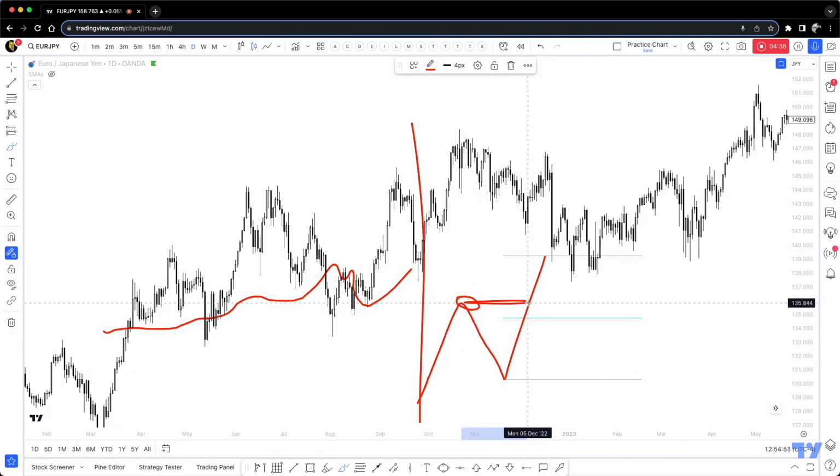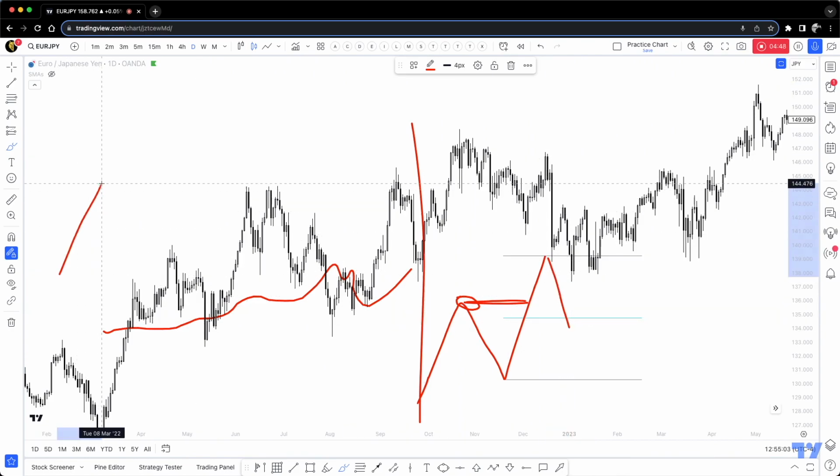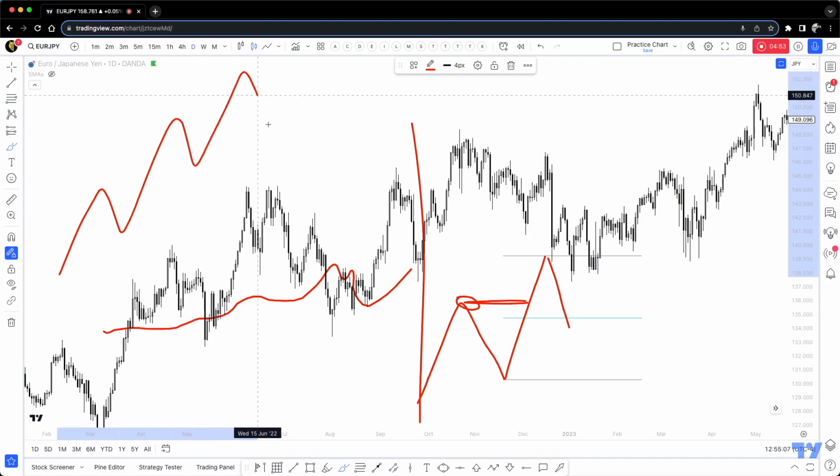Did the price close above? Yes. Price pushed up even a little bit higher. All right. What am I expecting? I'm expecting a pullback. Markets move in waves. They will always create an impulse and a correction.